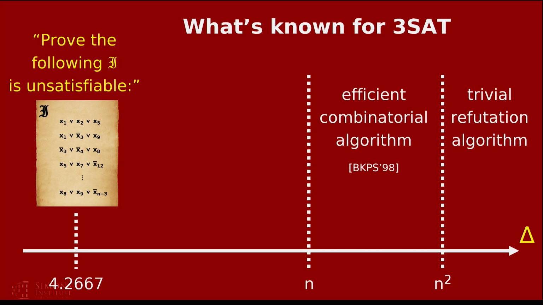The first interesting result in this area, by Beame, Karp, Pitassi, and Saks in '98, showed an efficient algorithm that could come up with proofs of unsatisfiability with high probability when delta was at least about n, when there are about n squared constraints. And that was a combinatorial algorithm.